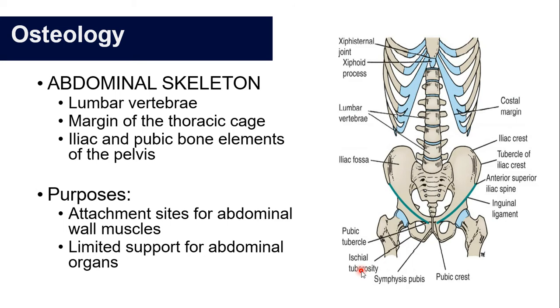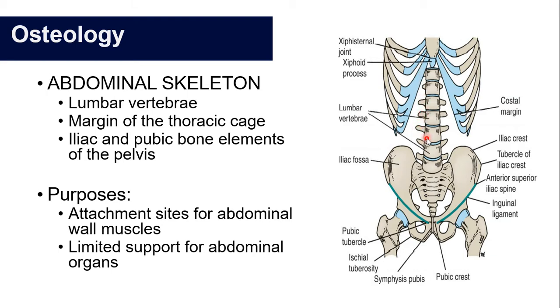So for osteology, as you can see, the abdominal skeleton consists of the lumbar vertebrae right here, the margin of the thoracic cage, wherein its components are most pertinent to the abdominal wall, and it includes, of course, the xiphoid process of the sternum, the costal margin, which consists of the costal cartilage of the seventh up to the 10th rib, and then the lower ribs.